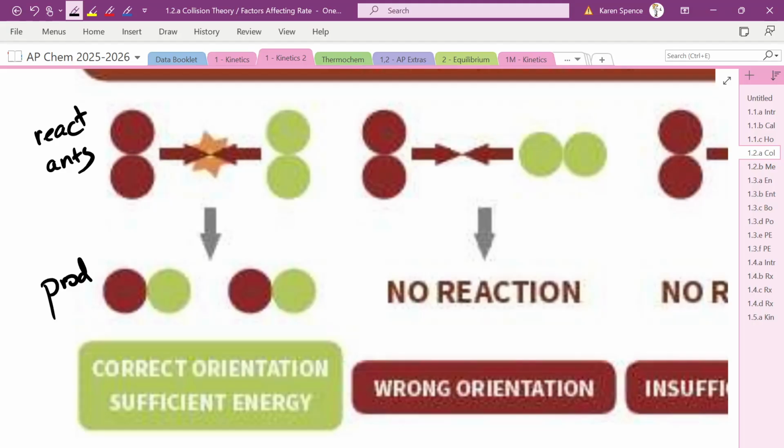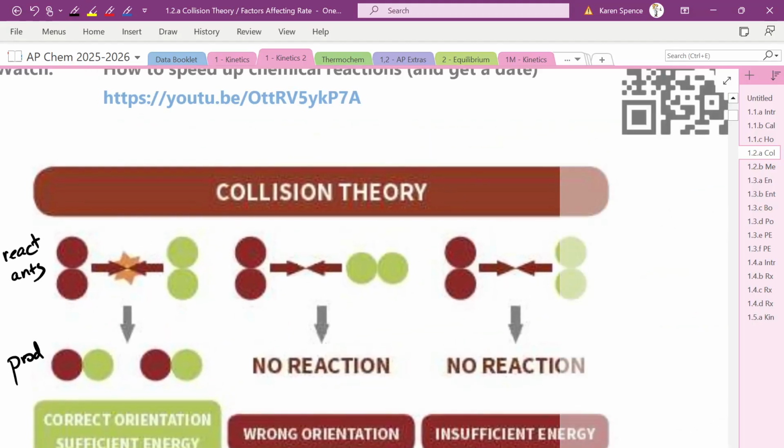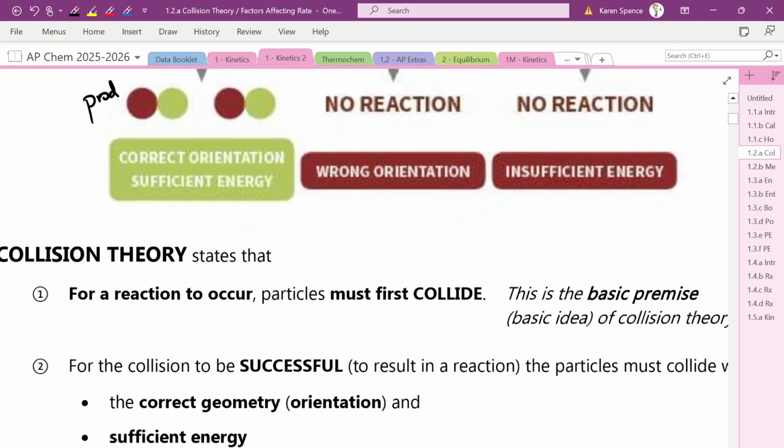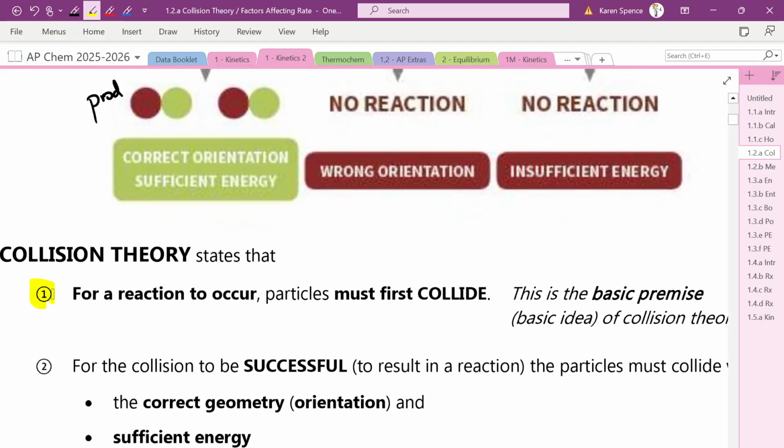So the first thing we need is a collision. The first thing we need is that particles must first collide. For a reaction to occur, particles must first collide. This is what we call the basic premise or the basic idea of collision theory. So that's step one. You have to have a collision.